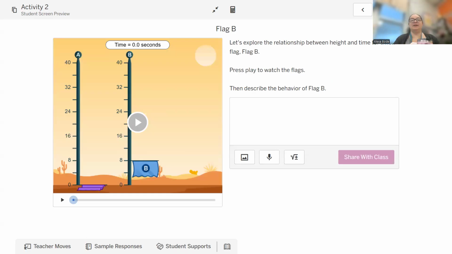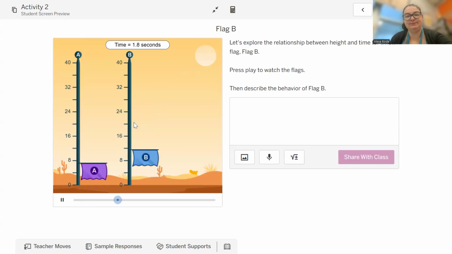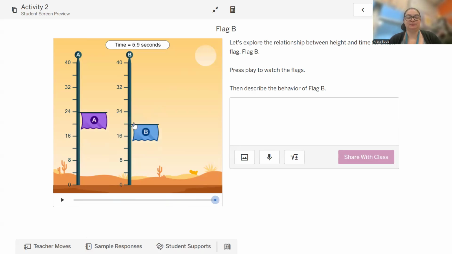Okay, now we have another flag that we're going to explore. I'm going to press play. Describe the behavior of flag B. And I want you to fully describe it. So tell me, where does it start? Where does it end? And is it going faster or slower than 4 feet per second?